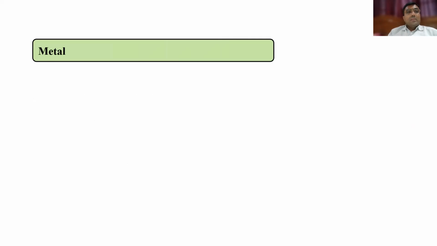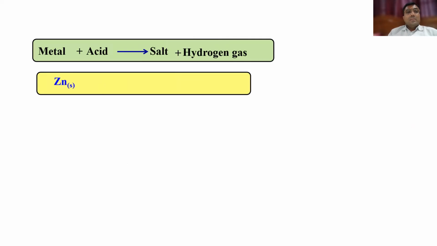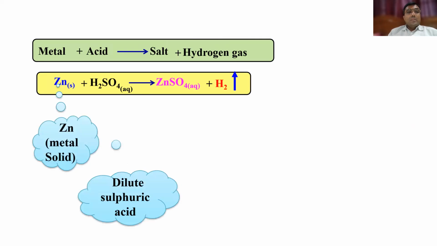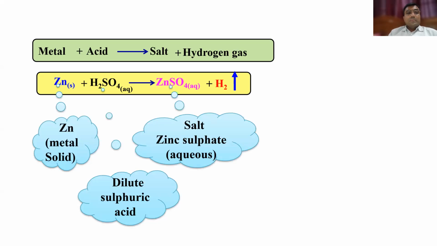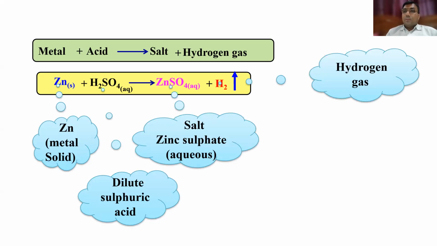Well, so a metal plus acid gives a salt plus hydrogen. This is what you have learned. Zinc plus H2SO4 gives ZnSO4 and H2. You know very well zinc is a solid, and in the presence of H2SO4 it gives hydrogen gas. Zinc is going to furnish 2 electrons, and the H plus ions from H2SO4 are going to take up the 2 electrons given by the zinc.